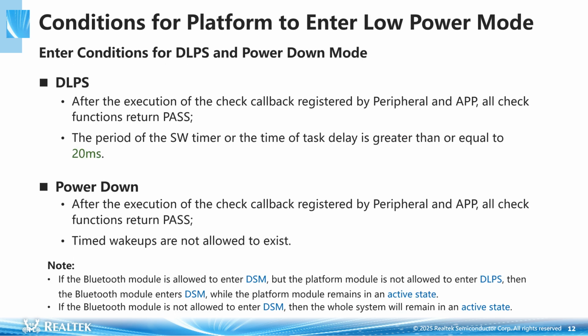The conditions for the platform to enter low power mode are as follows. To enter into DLPS mode, after the execution of the check callback registered by peripheral and app, all check functions return pass. The period of the software timer or the time for task delay must be greater than or equal to 20 milliseconds. To enter into power down mode, all check callback functions registered by peripheral and app must return pass following their execution. Timed wake-up events must not be present.